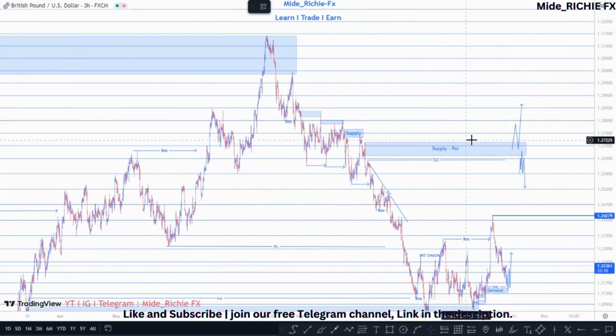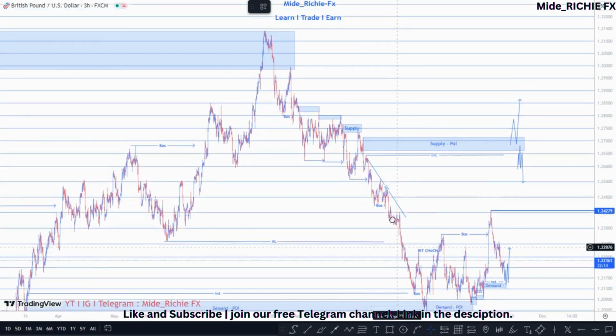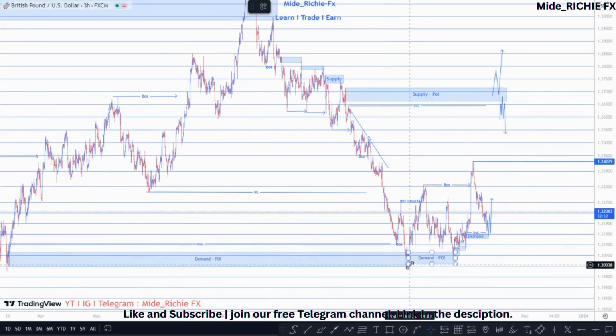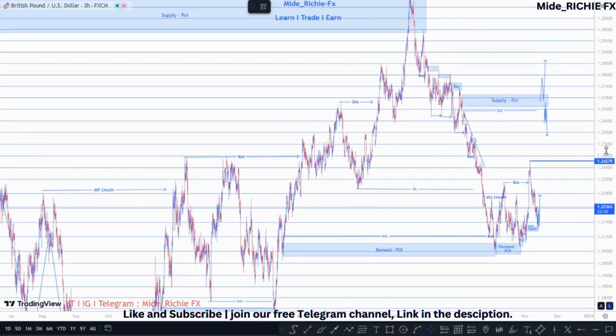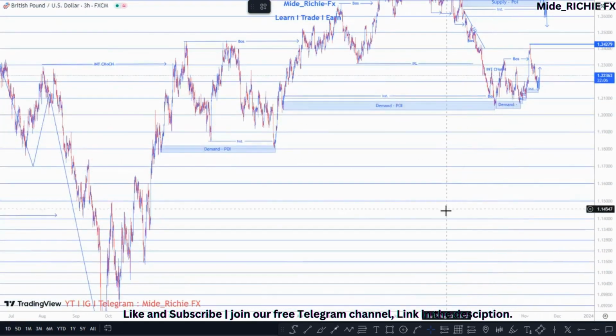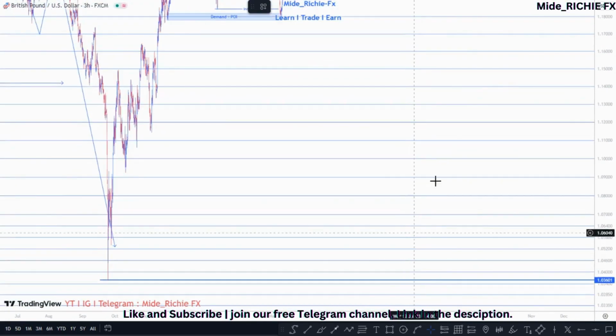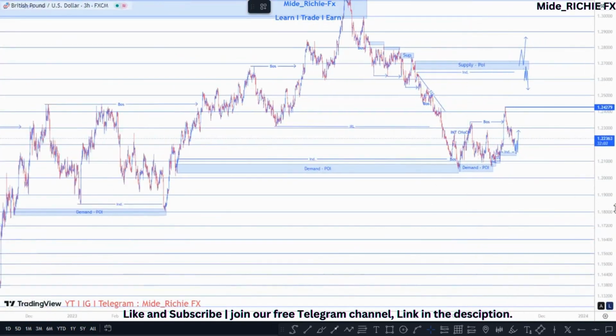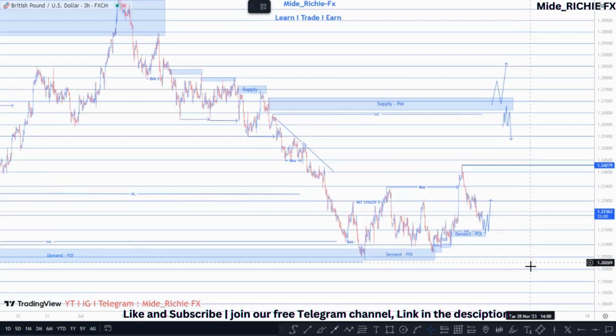But if the market taps the supply zone, then takes this one as a change of character, we'll be expecting sells down to this last low right here, then sell continuation to this all-time low that we have right here. It's a very, very long journey. But let's see how this goes.